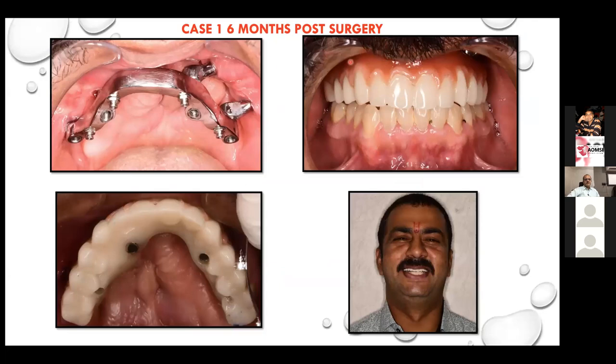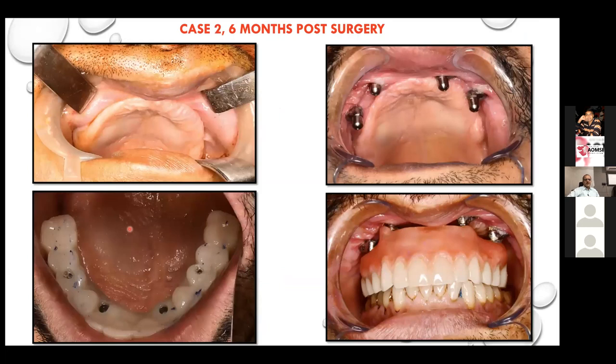So this is 6 months post-op. You can see there is nice mucosal healing. Since it is a polished collar, it's a nice mucosal healing, and this is the occlusion we achieved 6 months post-op. This is the second case.